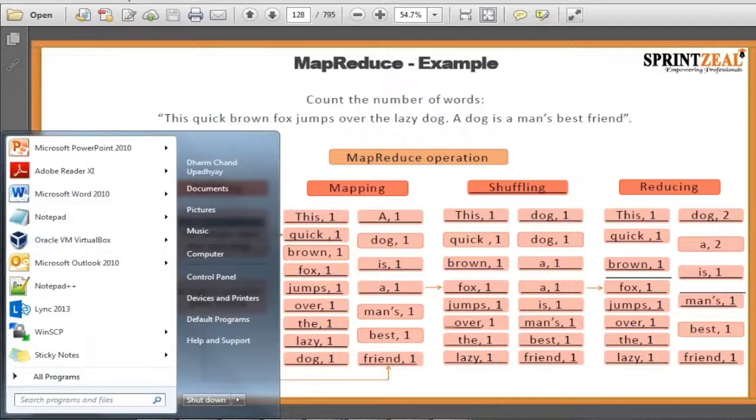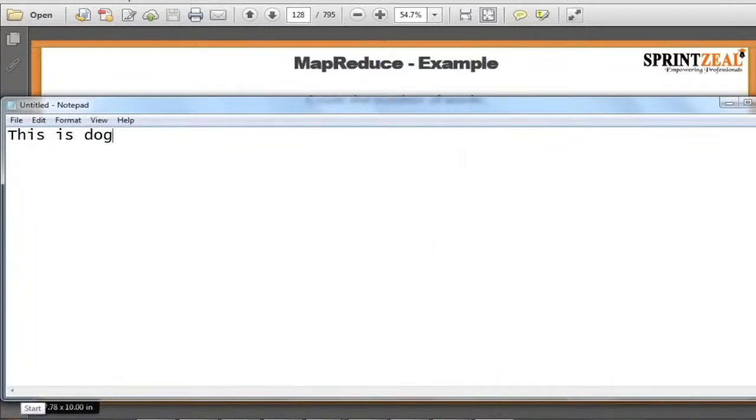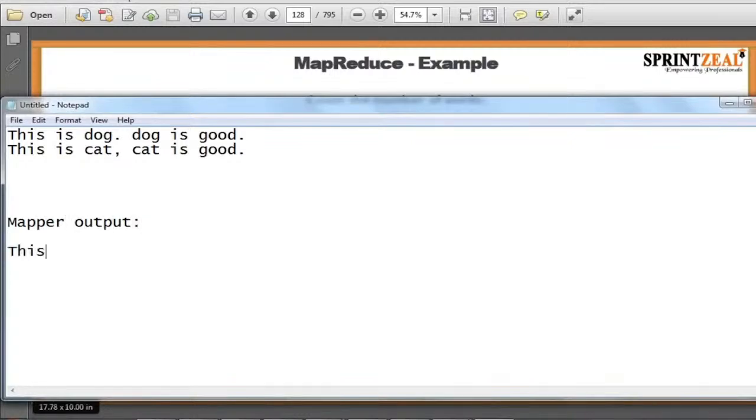What he's saying is, if I had a line like this is dog is good, and then the next line is this is cat is good, something like this, how would the mapper output be? It will be dog 1 and dog 1, that's right. Then is 1 and good 1, that's how it will be. And the same thing for the second line also, so again this way.